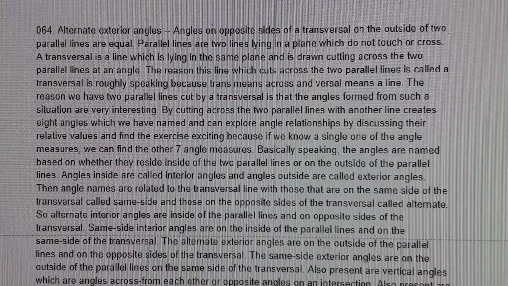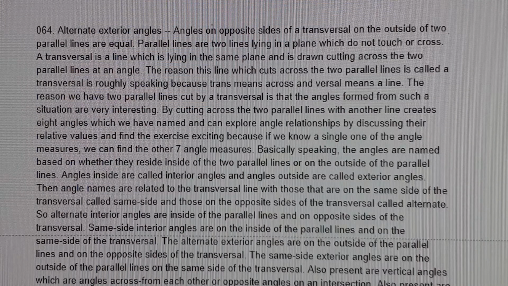A transversal is a line which is lying in the same plane and is drawn cutting across the two parallel lines at an angle. The reason this line which cuts across the two parallel lines is called a transversal is, roughly speaking, because trans means across and versal means a line.